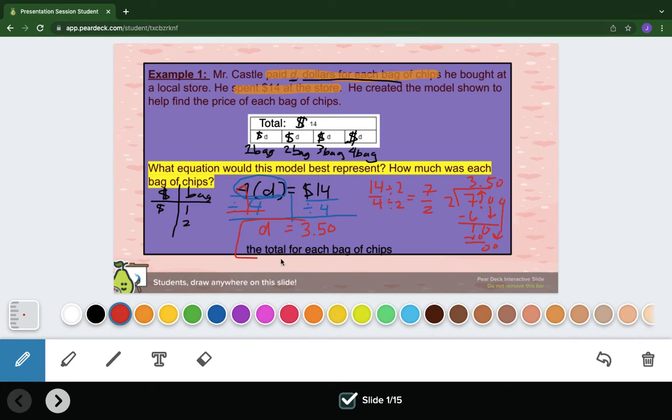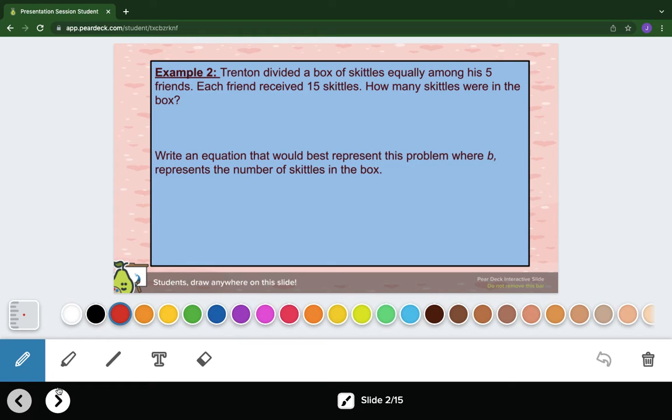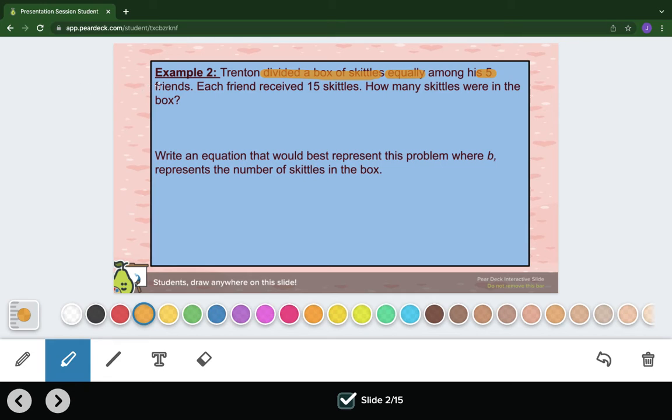So make sure you guys circle your important information, you guys show your work, and you guys write me this right here as your answer. So now going on to the next question, it says Trenton divided a box of Skittles equally among his 5 friends. Each friend received 15 Skittles. How many Skittles were in the box? So again, I need to underline, highlight, or circle important information. So we know that he divided a box of Skittles equally with his 5 friends. Each friend received 15 Skittles, and we want to know how many Skittles were in the box.